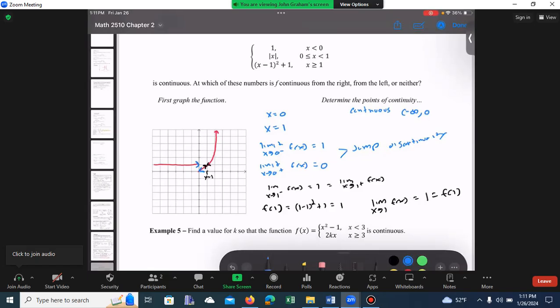So we can write now points of continuity as -infinity to 0, 0 to infinity. 0 is the only point that's not continuous.